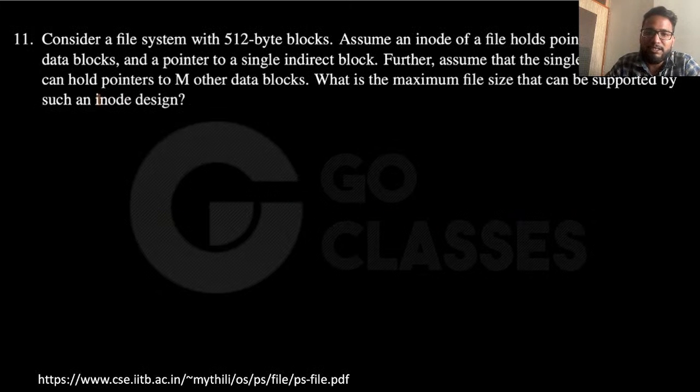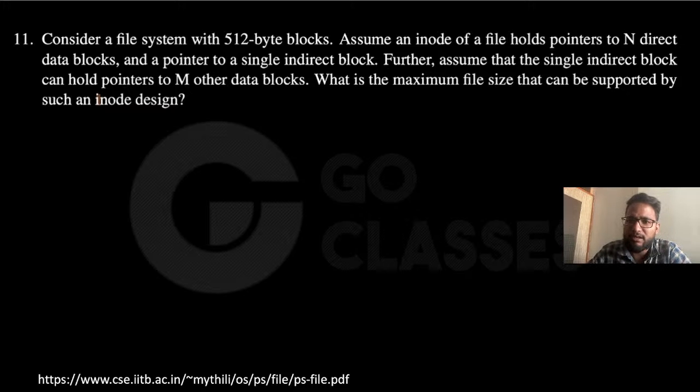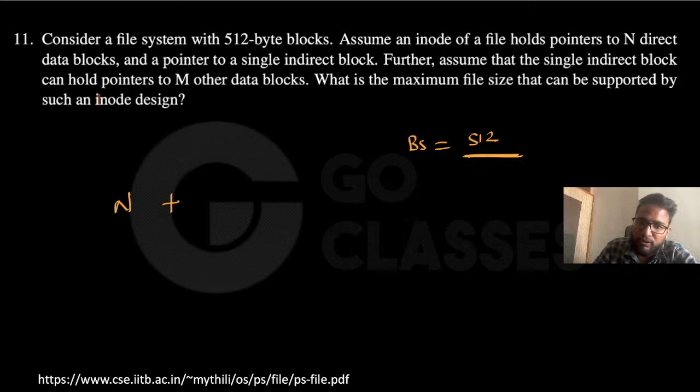Now let's see this question. This question has been asked in one of the assignments at IIT Bombay that I've taken. What they are saying is: consider a file system with 512 byte blocks. Assume an inode that holds n direct data blocks. So n directly you will be pointing, plus a pointer to a singly indirect. Block size given to us is 512, and then the number of bits you require for each block, so that you can find out the number of pointers.